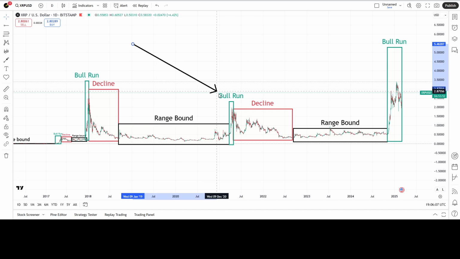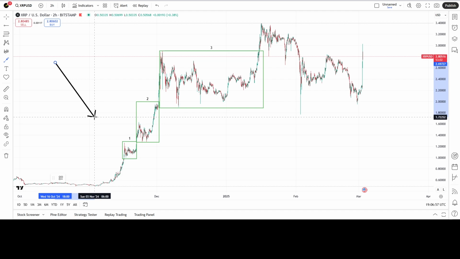So now that we understand that there is this macro structure for the XRP chart, we can then analyze the bull run structures, and believe it or not, those bull run structures also have a repetitive structure within them. Let's take a look at that. So the essence of this bull run structure is it has three corrective phases. After the three corrective phases, it moves up to the peak.